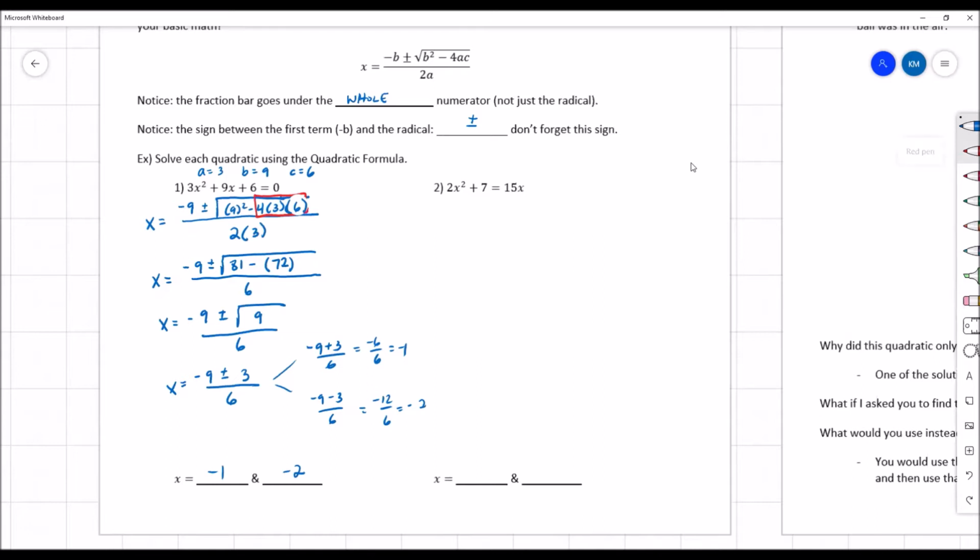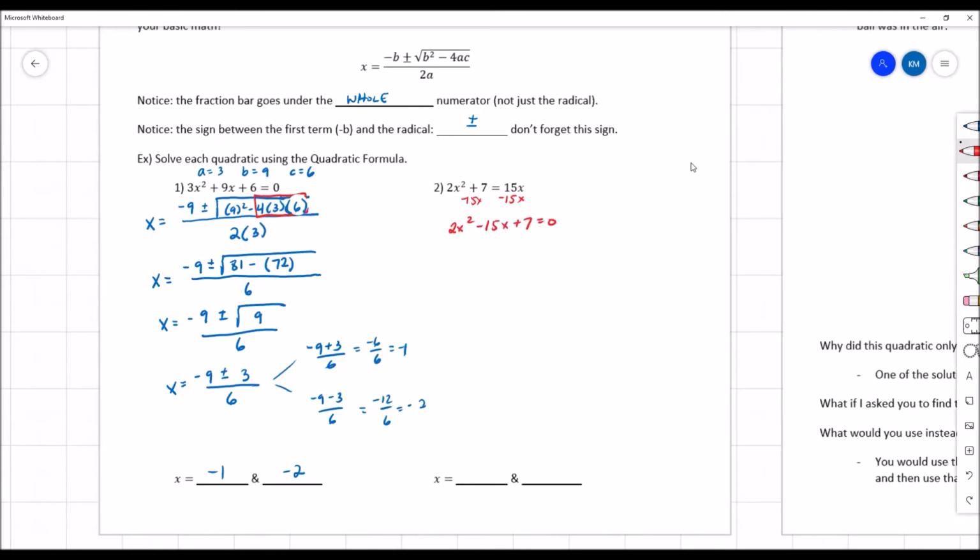Problem number 2. We have 2x squared plus 7 equals 15x. Okay, before we start, remember that we can't identify a, b, and c until our quadratic is set to 0. So I need to subtract 15x from both sides. Okay, remember there are no like terms with 15x on this side. So I have 2x squared minus 15x plus 7 equals 0.